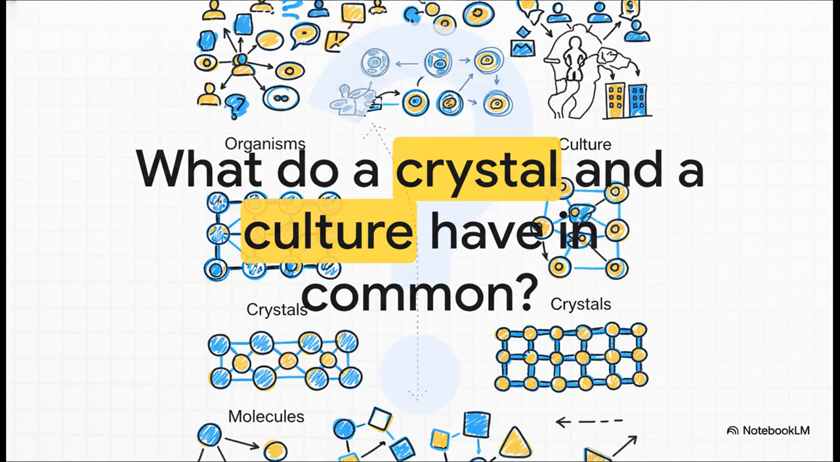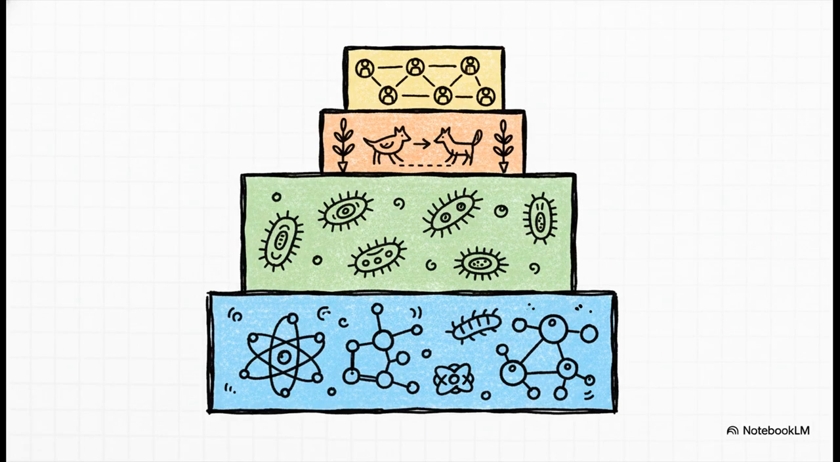I know, it's a weird question, right? On the one hand, you've got this lifeless, perfectly ordered crystal, and on the other, you have the messy, chaotic, amazing network of human culture. What on earth could be the link? And the answer is relationships. It turns out complexity isn't just random chaos, it's a hierarchy, where each new level is built on the connections of the one that came before it.